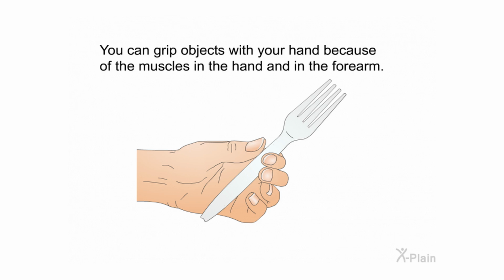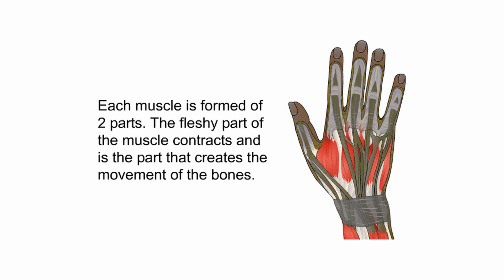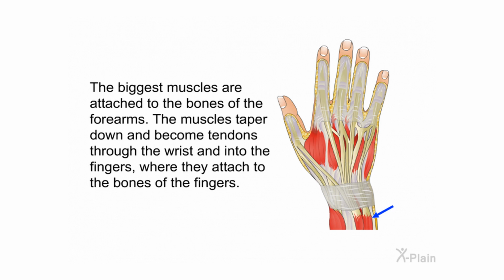You can grip objects with your hand because of the muscles in the hand and in the forearm. Each muscle is formed of two parts. The fleshy part of the muscle contracts and is the part that creates the movement of the bones. The tendon part of the muscle extends into the hand and attaches to the fingers.